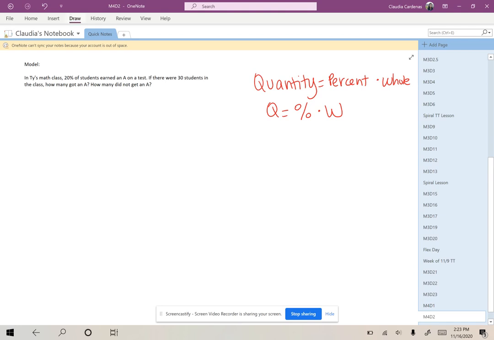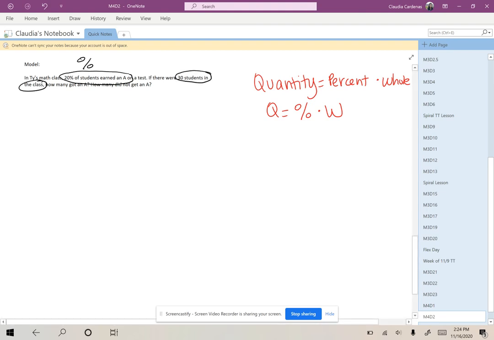So let's go ahead and read the problem below. In Ty's math class, 20% of students earned an A on a test. If there were 30 students in the class, how many got an A? How many did not get an A? Now that we've looked at this problem, let's think about the different quantities they gave us. Well, I see that there are 20% of students that earned an A, and so that's clearly the percentage. So I'm going to put that symbol above it since there is a percent sign next to it. Then they say that there are 30 students in the class.